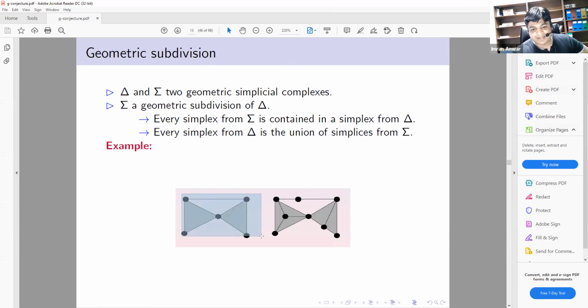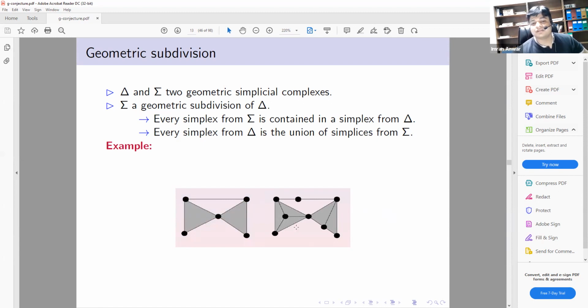This is the original simplicial complex, and its geometric subdivision is this one. You can see that in the geometric subdivision there are some new vertices. If I look at this particular edge, there is a new vertex, and now this edge is containing these two edges in the geometric sense. I would say that this convex hull is containing the convex hull of these three points. Similarly, this filled triangle is the convex hull of these three points, and this convex hull is containing this particular part, but you can see that some new filled triangles appeared.